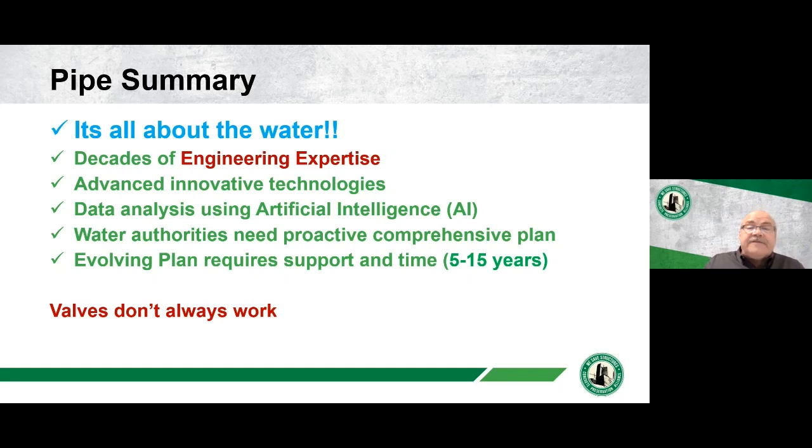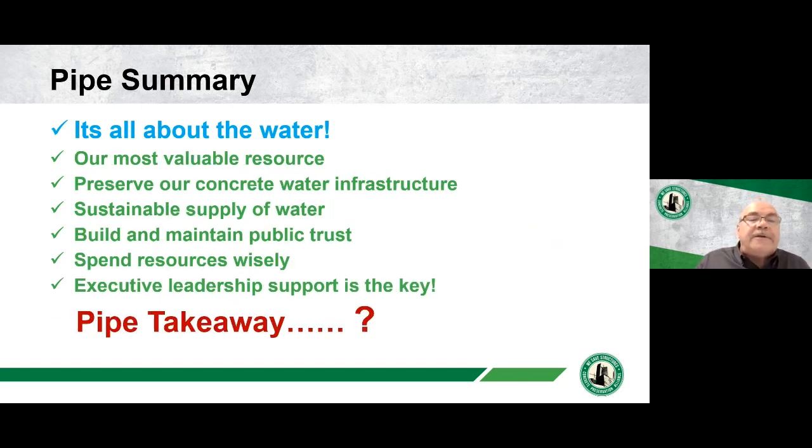So there are a lot of good and innovative technologies, big data, a lot of large data files that we're analyzing with computer programs and artificial intelligence that make the whole process quicker. As I said before, water authorities need and do have proactive, comprehensive plans, but these plans may take 5, 10, 15 years to implement. And again, please remember, valves don't always work, and they need to work when repairs and outages are being implemented. So on my last slide here, it's all about the water.